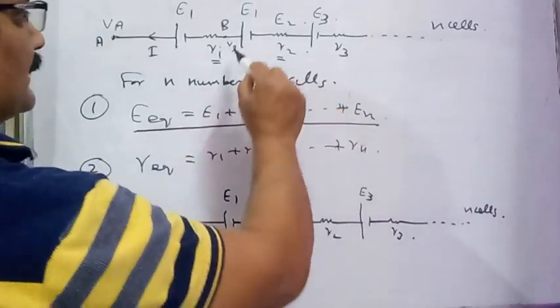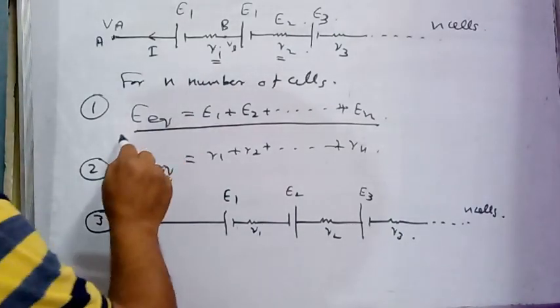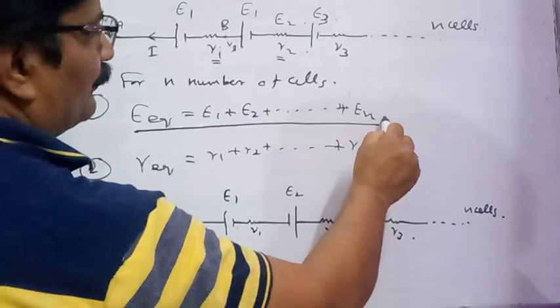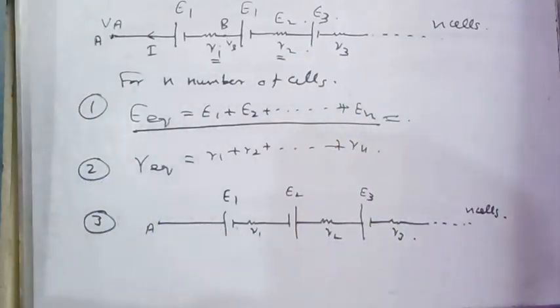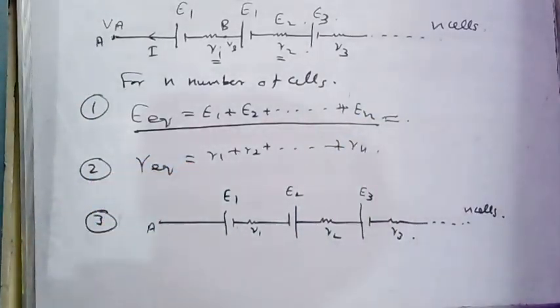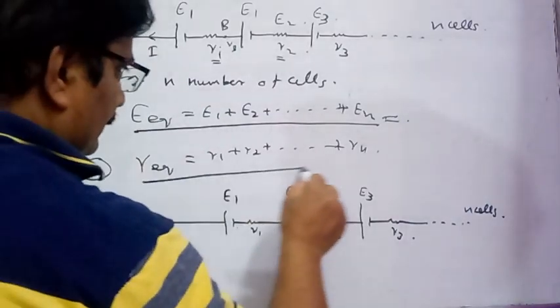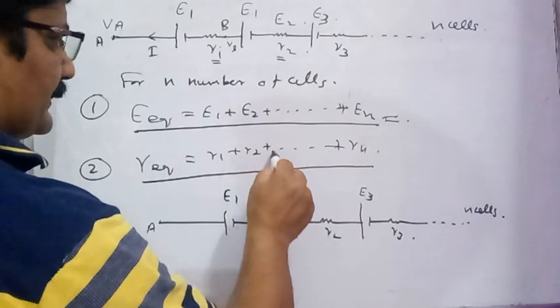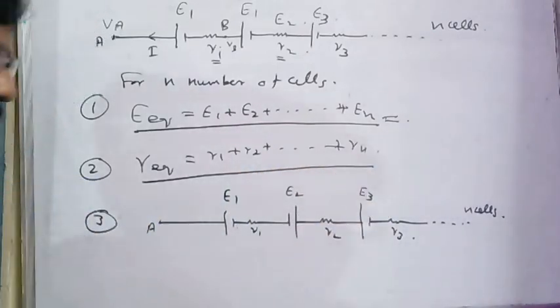Suppose n number of cells are there in this combination. The equivalent EMF is going to be E1 plus E2 plus E3 and so on up to En. And equivalent internal resistance is going to be R equivalent equals R1 plus R2 plus and so on up to Rn. Suppose Rn is the internal resistance of the nth cell connected in the series.